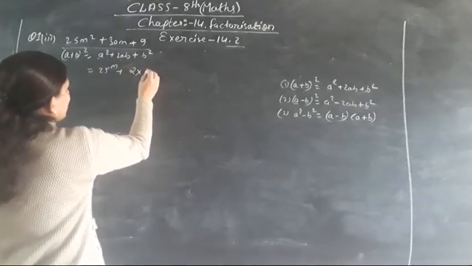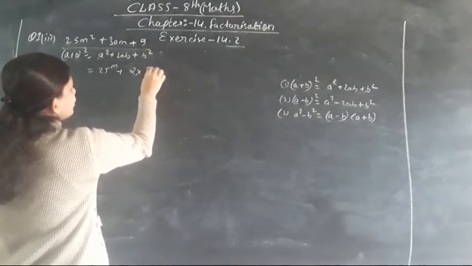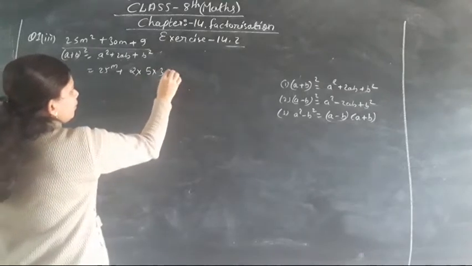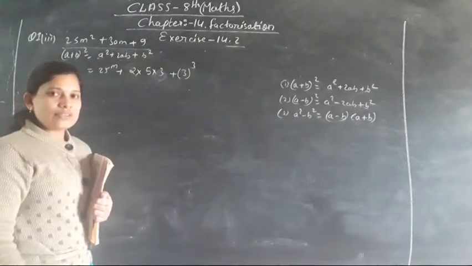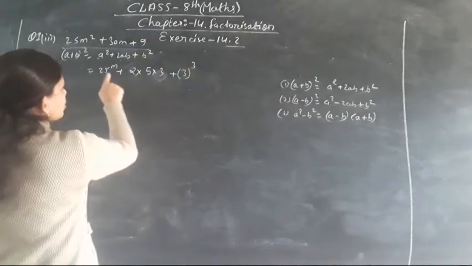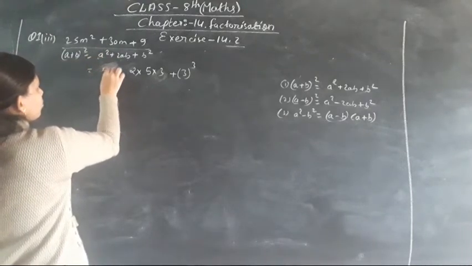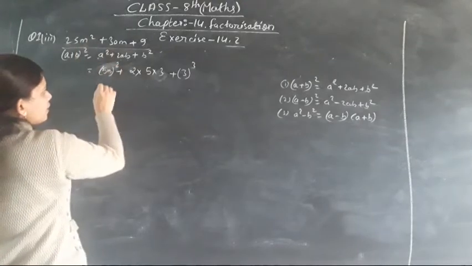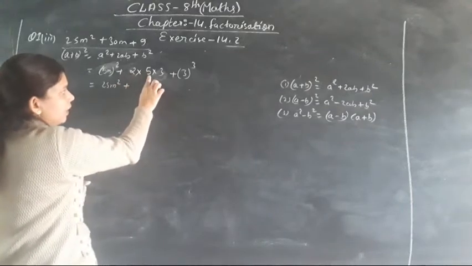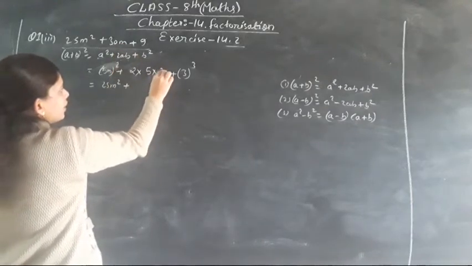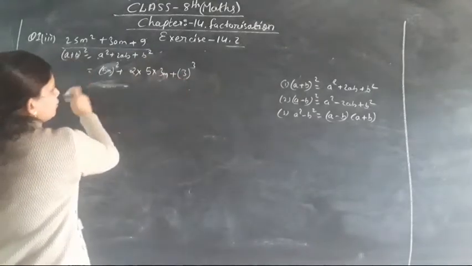2, then plus 3, here 5 into 3, clear? Plus b square, the 3 whole square, 9, so 3 into 3 will be 9, isn't it? So what is the value of a we are having? The value of a is 5m, the whole square, so that will become 25m square, isn't it? Plus 2 into 5 will be 10, 10 into 3 will be 30m, clear? Then plus 3 into 3 will be b square, clear to everyone?